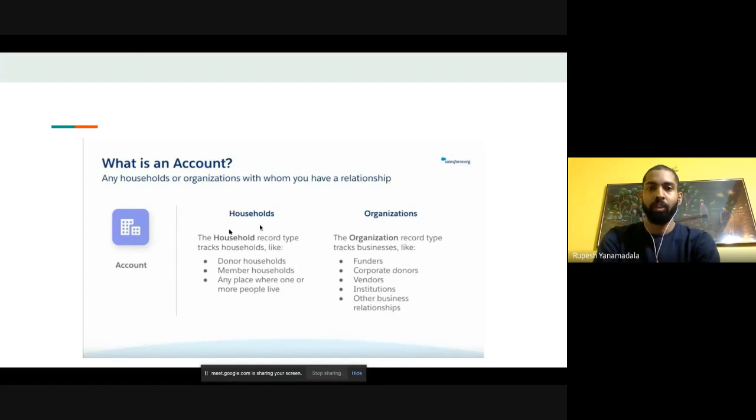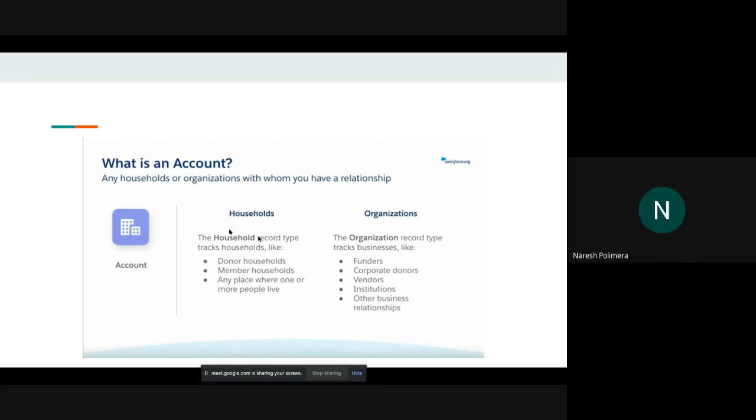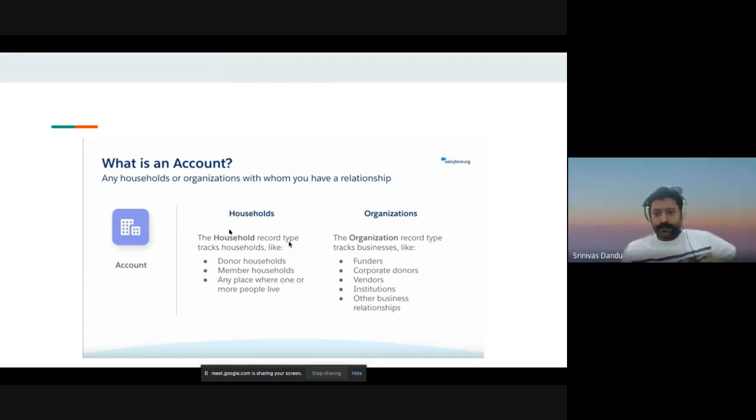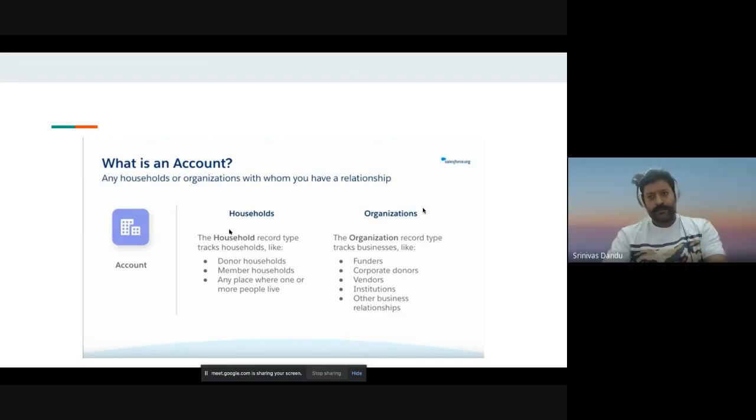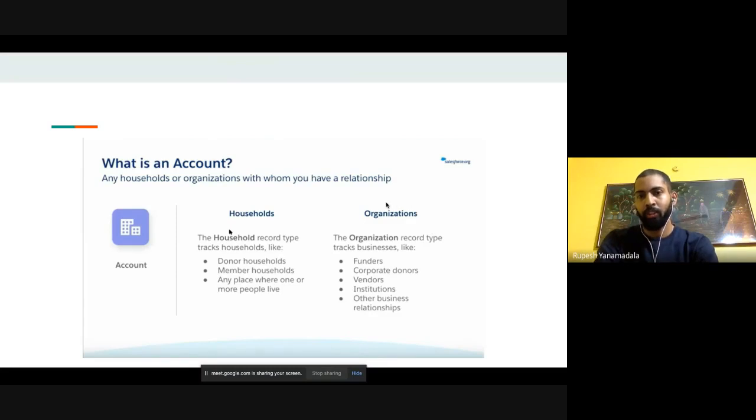To differentiate, let me give you an example. Household is like any one of you can be a donor. If I donate some amount to a non-profit organization, I can be a donor and my account will be created in the household record type. For organizations, we all know that Bill Gates runs a non-profit organization. Those kinds of organizations can be created as organizations.